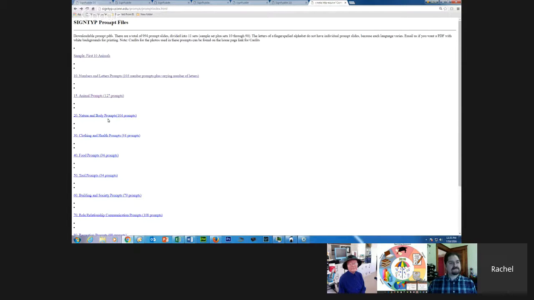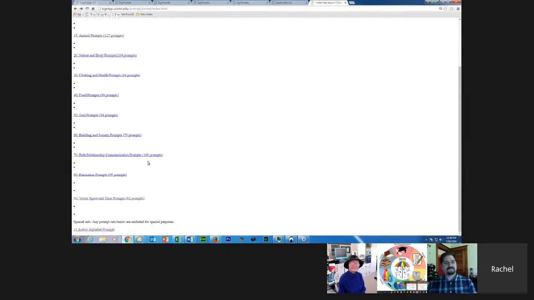They're divided into 10 sets. So we have the numbers, the animals, we have nature and body prompts. Those are things like sun, earth, plant, and then just parts of the body. Then we have clothing prompts and health prompts, food, tools, building and society. These would include things like weapons, transportation, and parts of buildings, parts of rooms. Roles, relationship, communication.